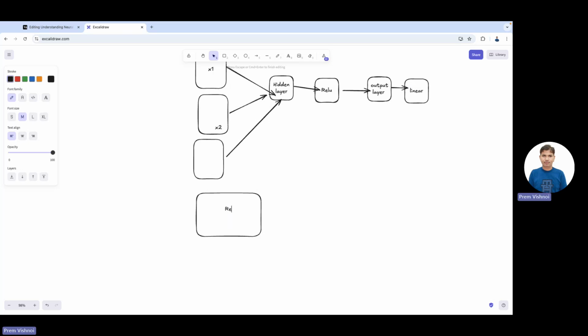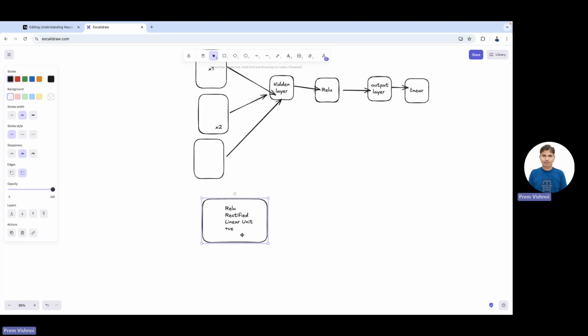Okay. Now let's talk about the ReLU function. ReLU stands for Rectified Linear Unit. This is used for problems where the output is always non-negative, and non-negative means positive. For example, housing price cannot be negative, so wherever you want to find housing price, you can use this one.